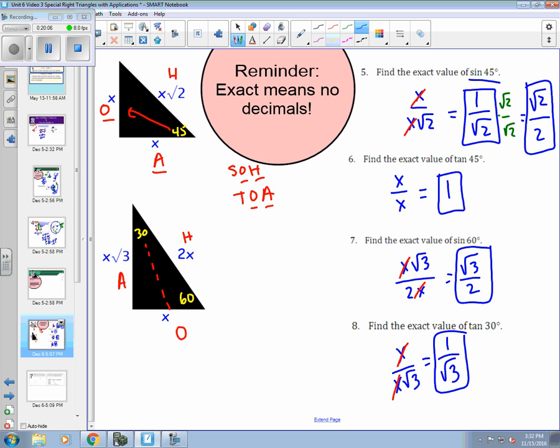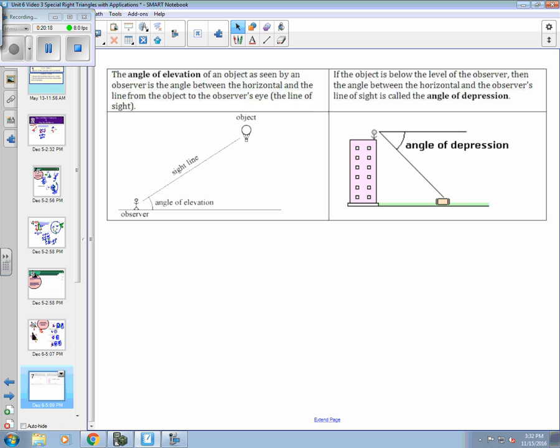Or if we multiply by square root of 3 over square root of 3, that would also equal square root of 3 over 3, another way of writing that. So if they ask for exact values, that's what these special right triangles can provide us.